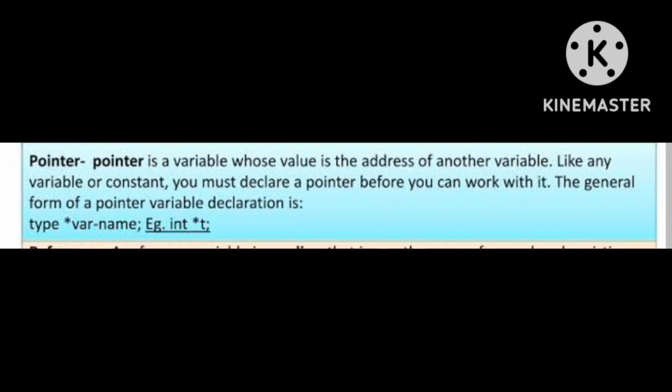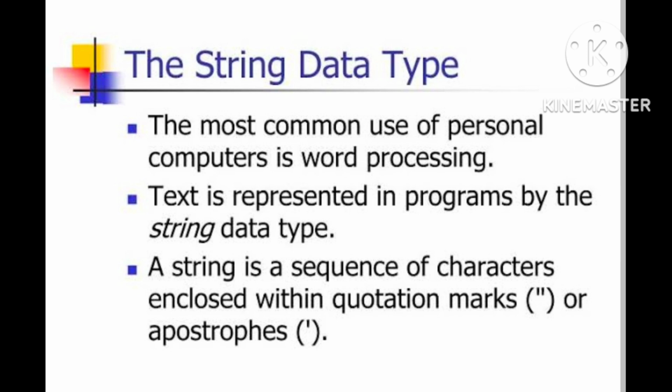Pointer. A pointer is a variable whose value is the address of another variable. Like any variable or constant, you must declare a pointer before you can work with it. The general form of a pointer variable declaration is. String data type. The most common use of personal computers is word processing. Text is represented in programs by the string data type. A string is a sequence of characters enclosed within quotation marks or apostrophes.